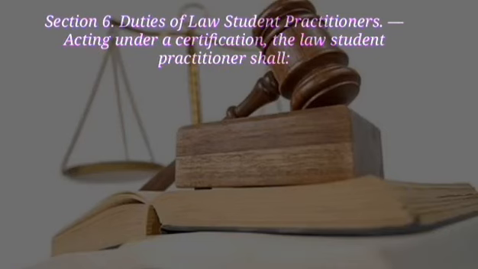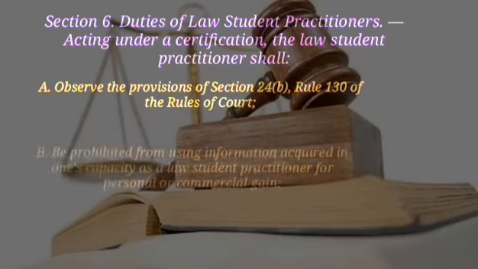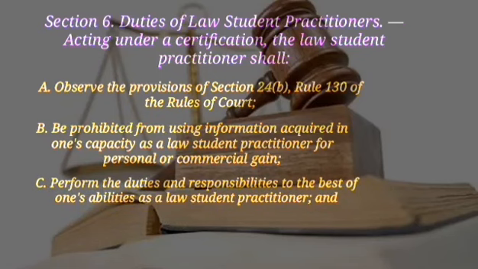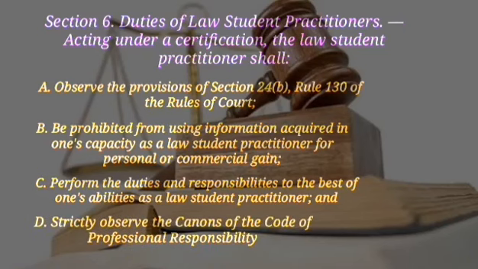Section 6. Duties of Law Student Practitioners. Acting under certification, the law student practitioner shall: A. Observe the provisions of Section 24(b), Rule 130 of the Rules of Court. B. Be prohibited from using information acquired in one's capacity as law student practitioner for personal or commercial gain. C. Perform the duties and responsibilities to the best of one's ability as law student practitioner, and strictly observe the canons of the Code of Professional Responsibility.